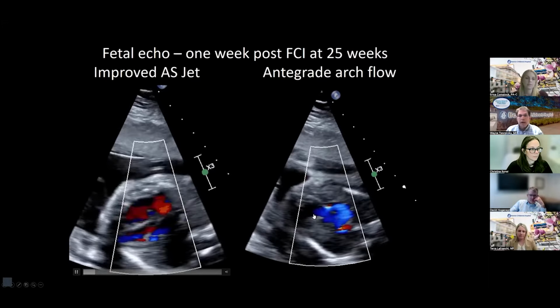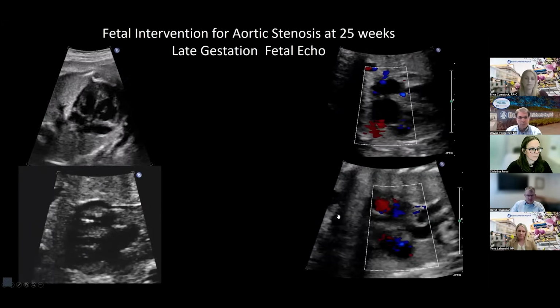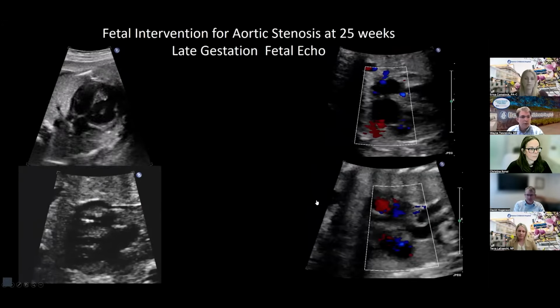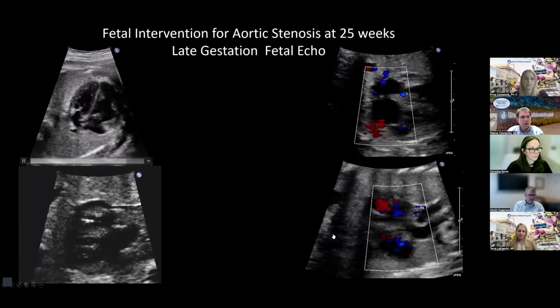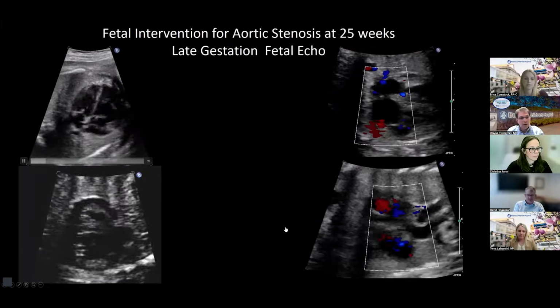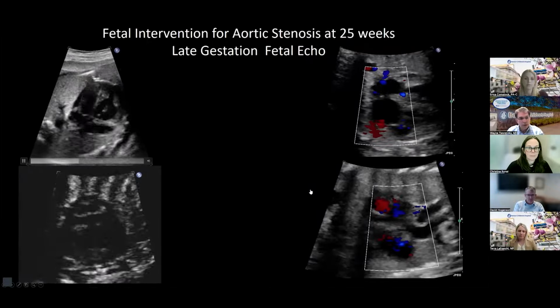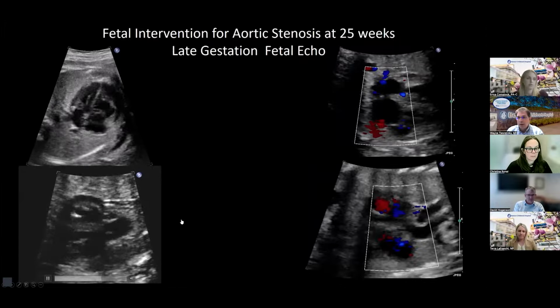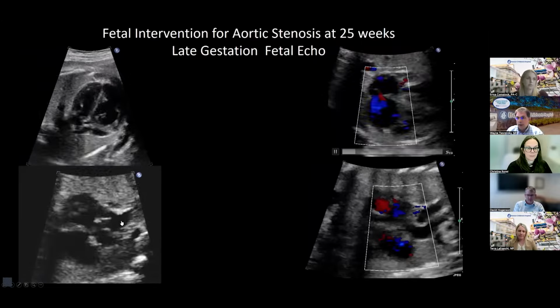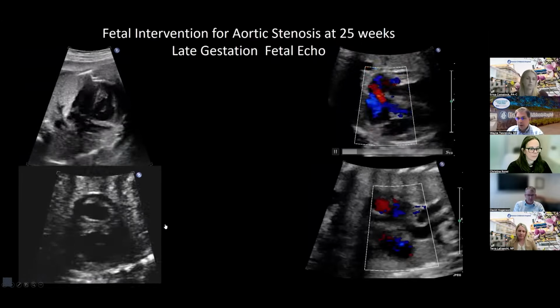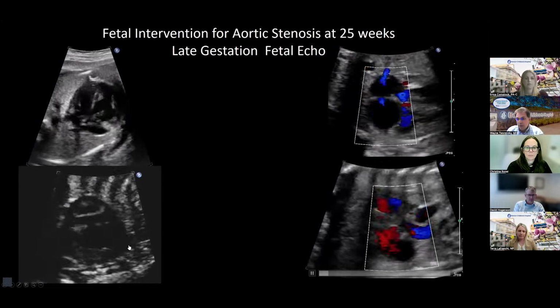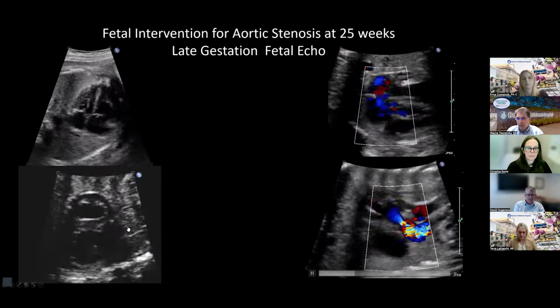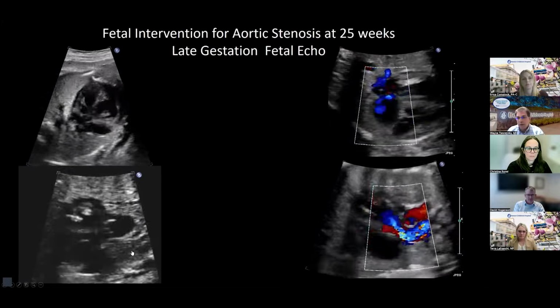And then when we looked in late gestation, so the procedure was at 25 weeks, this is now at about 38 weeks. You can see that the left ventricle is no longer very enlarged and dysfunctional and is actually squeezing well. You can see this is the left ventricle squeezing well. And then you can see that the flow across the atrial septum is improved. And most importantly, the flow across the aortic valve is improved over here. And so we're very encouraged by the way this looked.